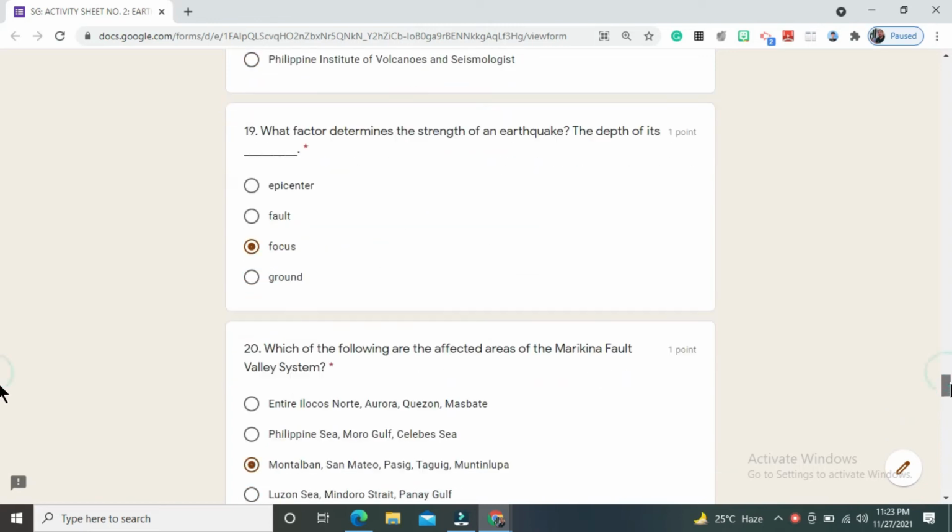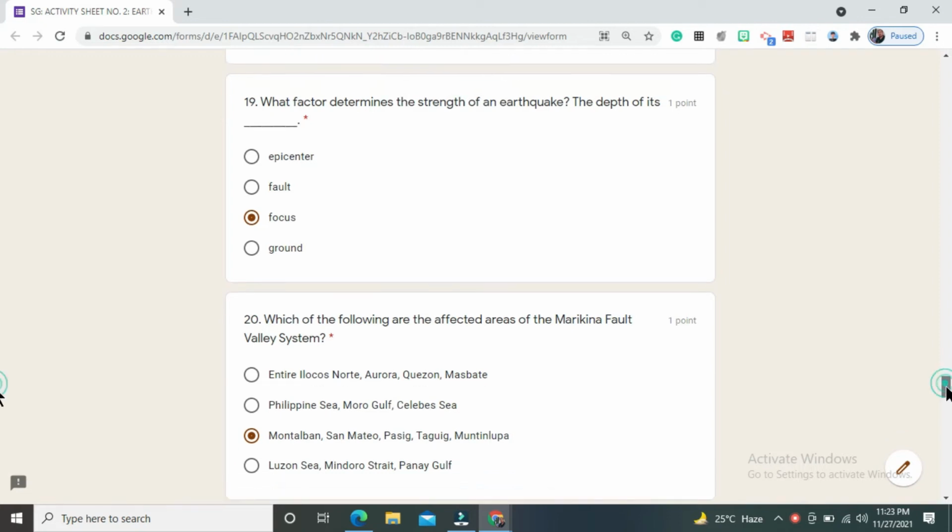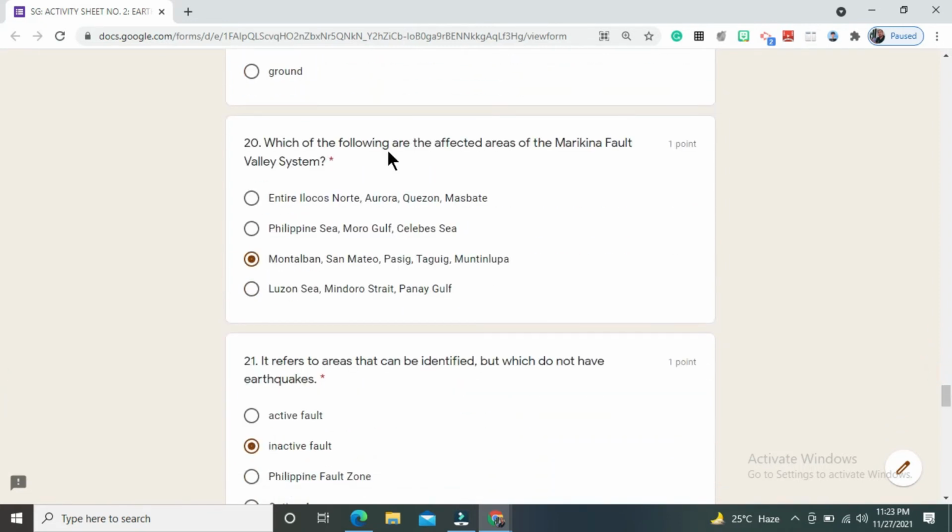Question number 19. What factor determines the strength of an earthquake? The depth of its blank. The correct answer is focus. Question number 20. Which of the following are the affected areas of the Marikina Fault Valley System? The correct answer is Montalban, San Mateo, Pasig, Taguig, and Muntinlupa.